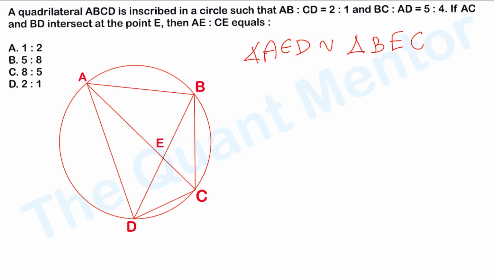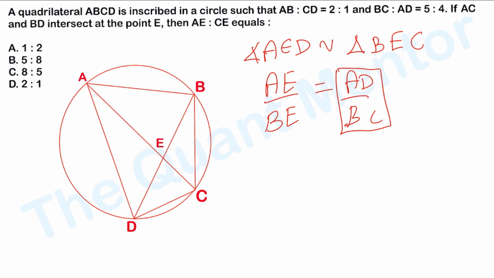Now, we can also write the ratio of the corresponding sides. Whenever triangles are similar, the ratio of the corresponding sides is the same. So, we can write AE divided by BE will be equal to AD divided by BC. The question gives us BC is to AD is 5 is to 4, so AD is to BC will become 4 is to 5, or 4 by 5. Let's call this equation 1.